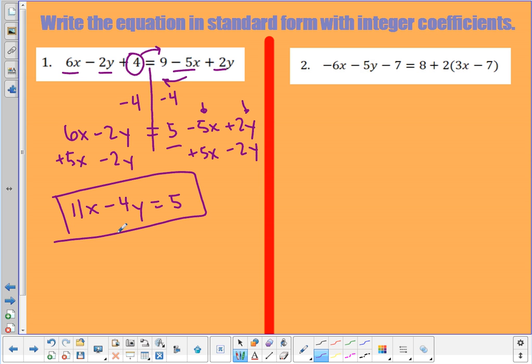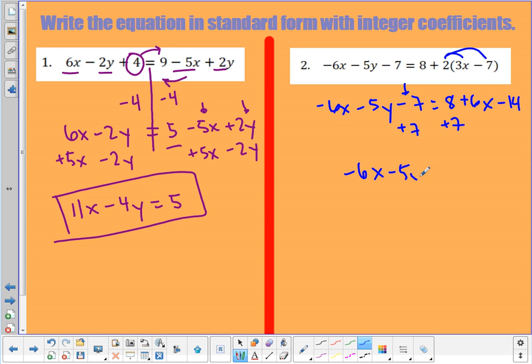Now I have 6x minus 5y minus 7 is equal to 8 plus 2 times the quantity 3x minus 7. Now we learned when we were solving equations that the very first thing we have to do is distribute that 2. So I have negative 6x minus 5y minus 7 is equal to 8 plus 6x minus 14 after I distribute that 2. Remember that distribution is multiplication. So I need this 7 to move over. I'm going to add 7. So I have negative 6x minus 5y is equal to 15 plus 6x minus 14.